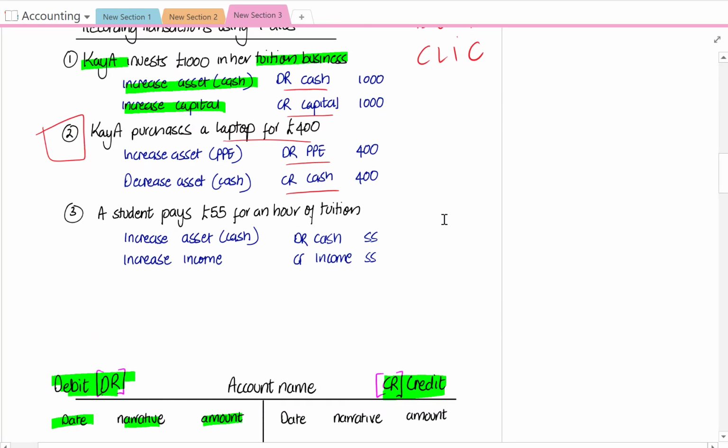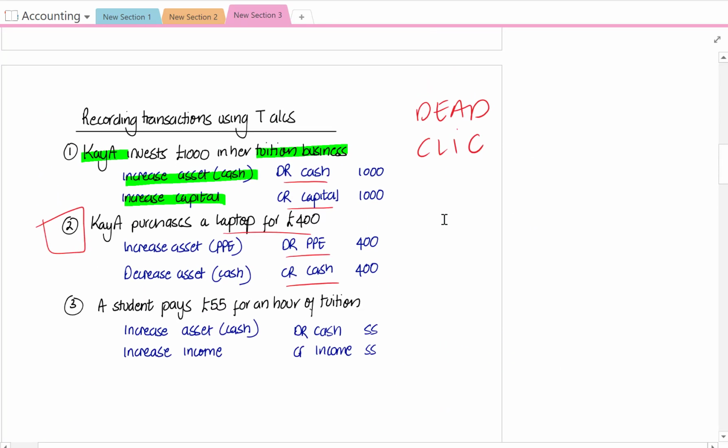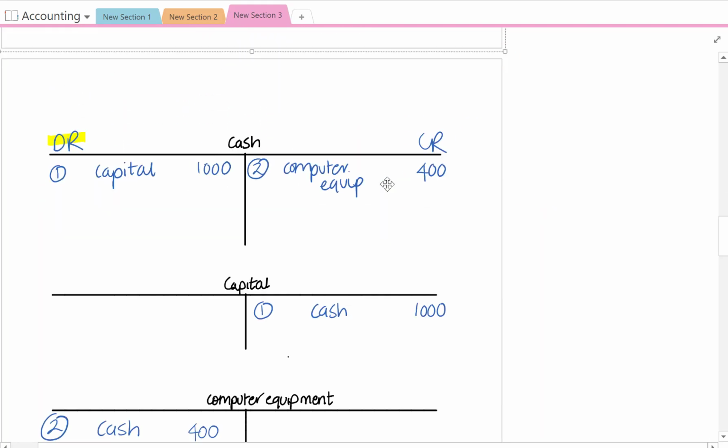The final transaction was to do with some income being generated by the business in the form of a student paying for some tuition services. We said that that would be an increase to cash, an asset, and equally an increase to income. So we are debiting cash 55 and crediting income 55. So let's take that double entry and just like with the previous 2 transactions, post this into the T accounts.